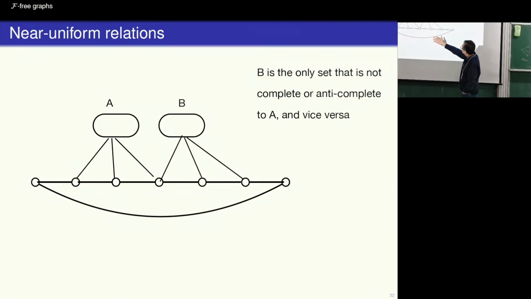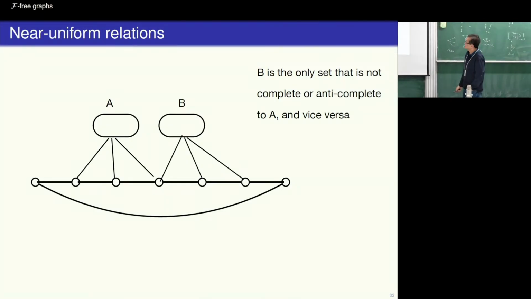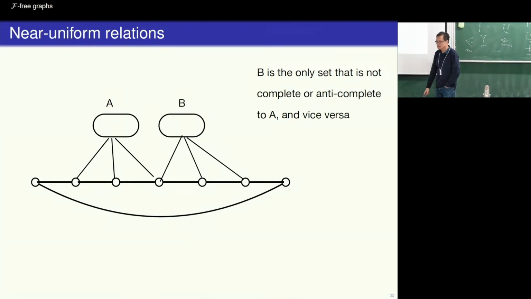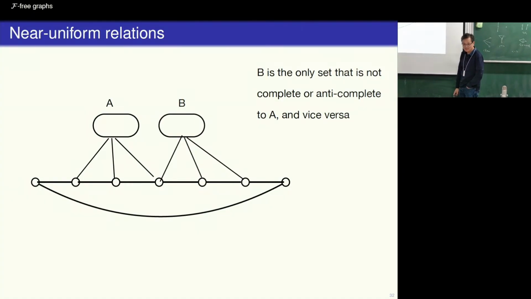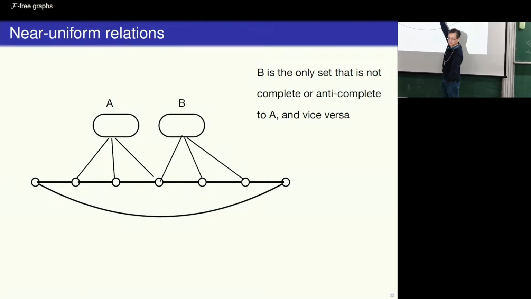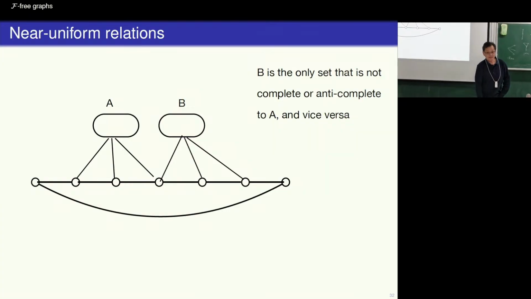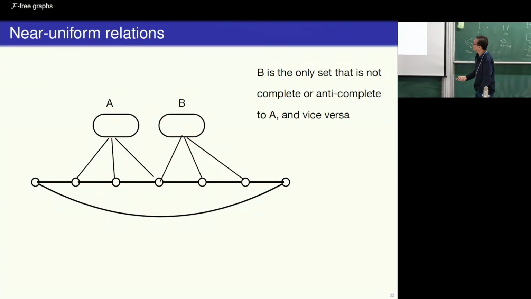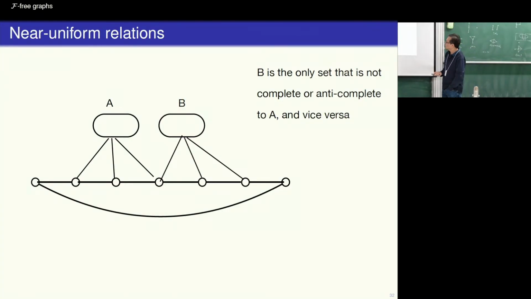Because I cannot find a 4K1, I cannot find a C4, I cannot find a C5. So that's bad. But the only good thing is that B is the only set that can be bad in this respect with respect to A. Of course, we have to prove this. The proof is that if there is another set C that is also bad to A, then I have to find the forbidden subgraph. But the good thing is everything just works out in this way.